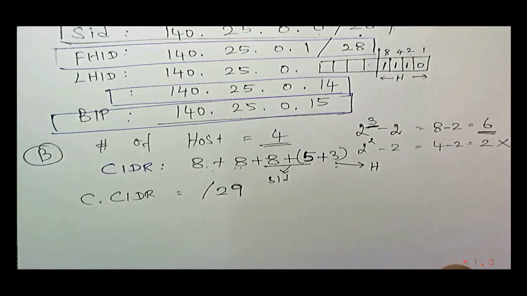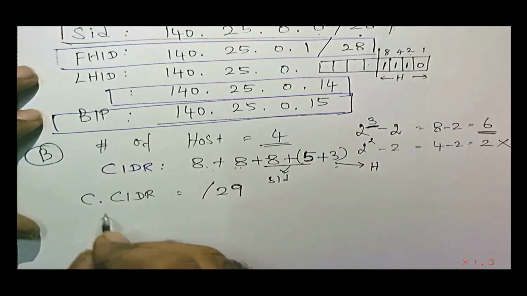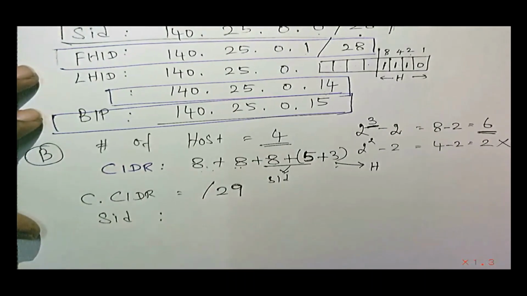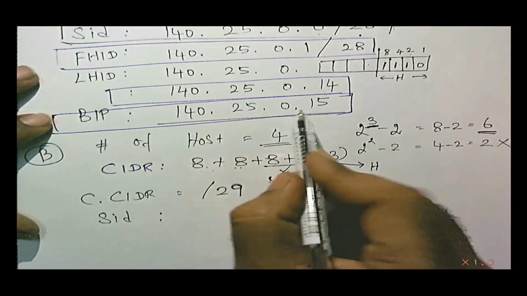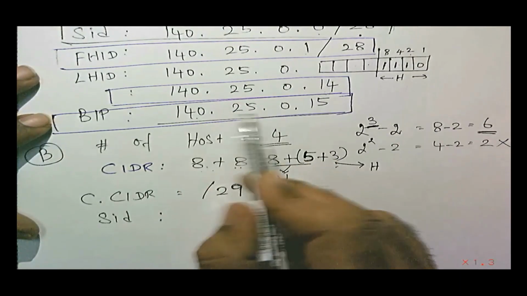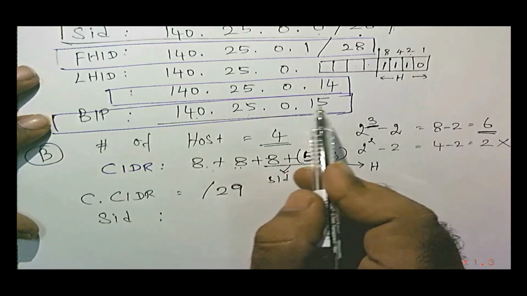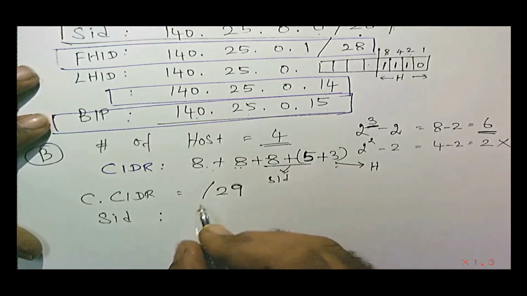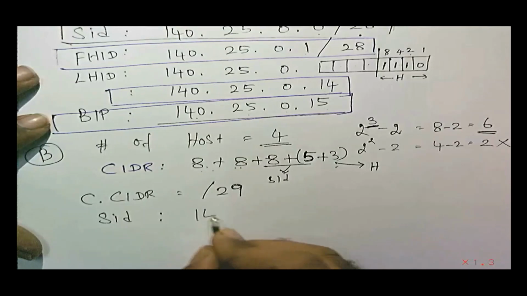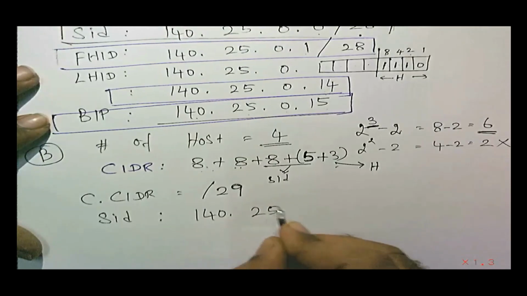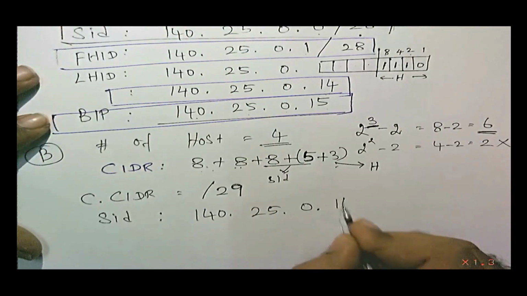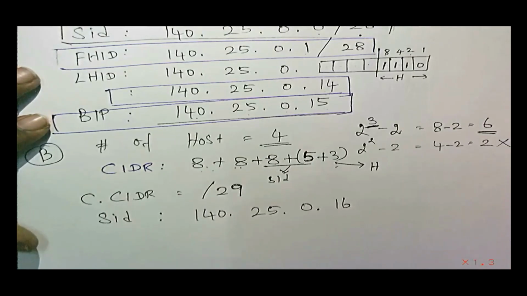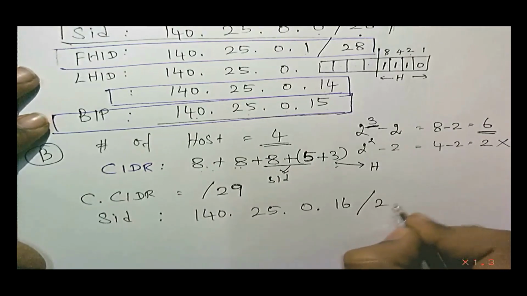Now the next one is the subnet ID. We already finished with 140.25.0.15 here. So the next ID, that means the next IP address, 140.25.0.16, is going to be your subnet ID. So this is /29.